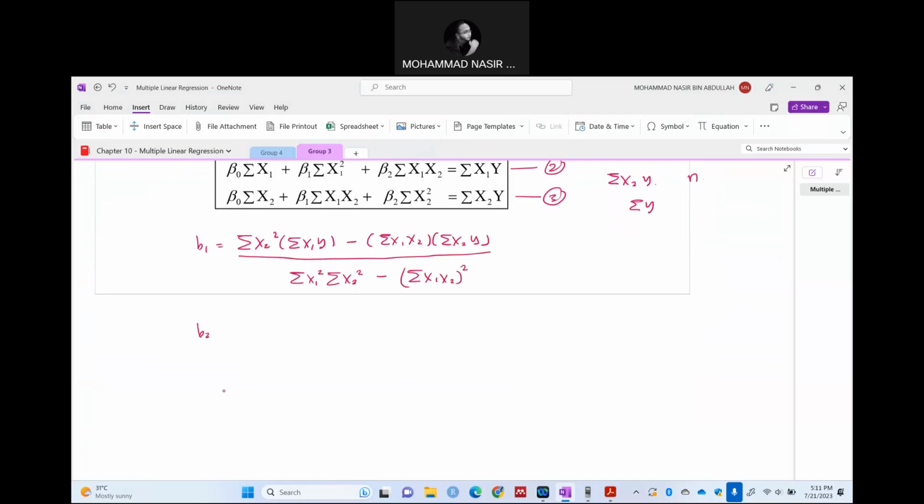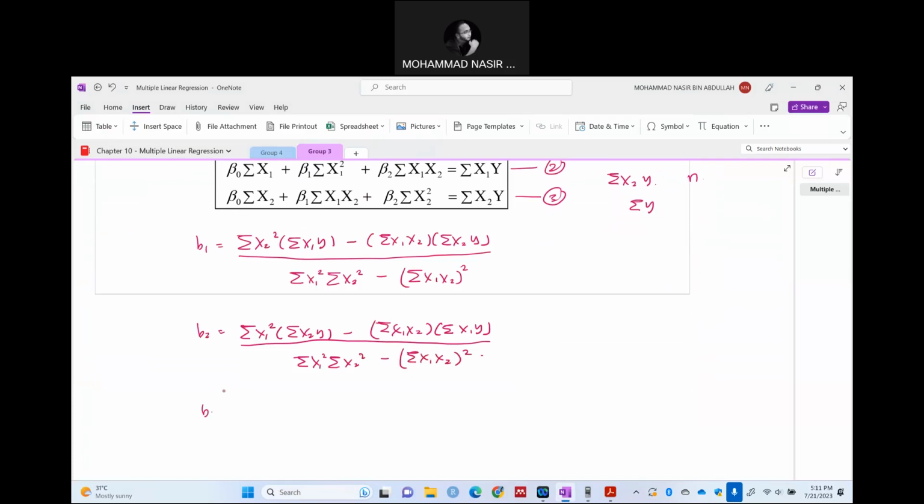So beta 2 will be the same. Instead of x2 square, we are using x1 square. So multiply with summation of x2 y minus summation of x1 x2 multiplied with summation of x1 y. And divide by the same denominator, summation of x1 square, summation of x2 square minus summation of x1 x2, and then you square. Right. So this is another way.